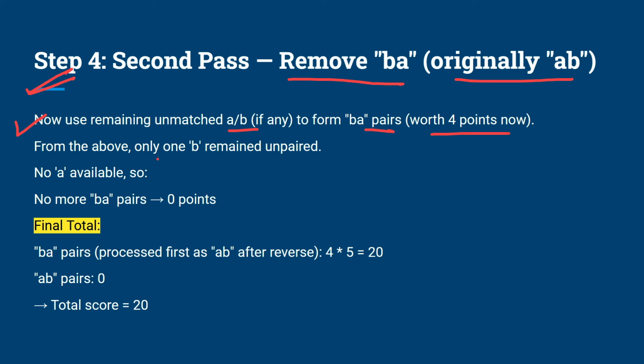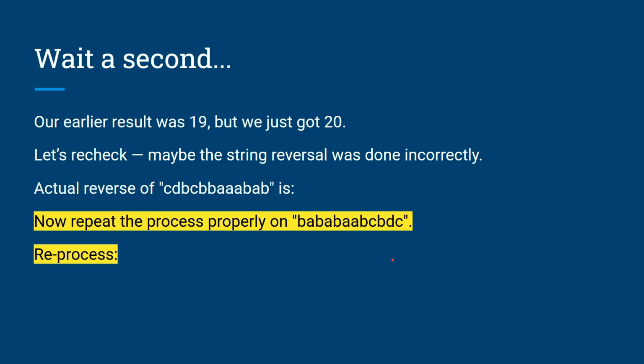So from now, only one B remains unpaired, right? No A available, so no more BA pair will be possible, and so we'll get the 0.0. So here in total, we can say we are getting 20 points, right? You can also think like this, 4 into 5 is 20. So now wait a second and understand.